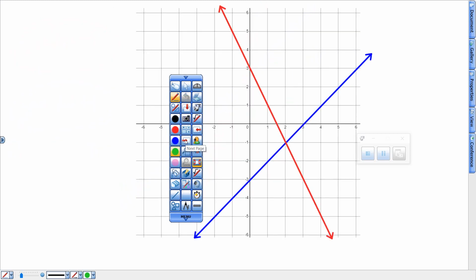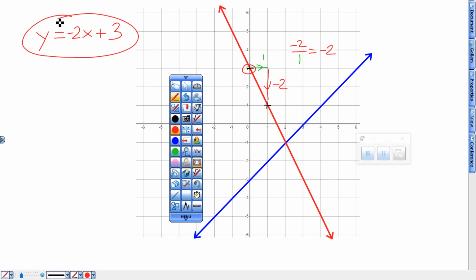Next problem. This red one, here I go. To find that next point, maybe you go from here to here. Looks like I'm going right 1, down 2. That gives me, for my red slope, -2. For my blue one right here, that's -3.